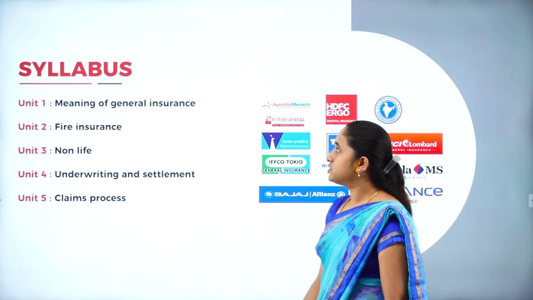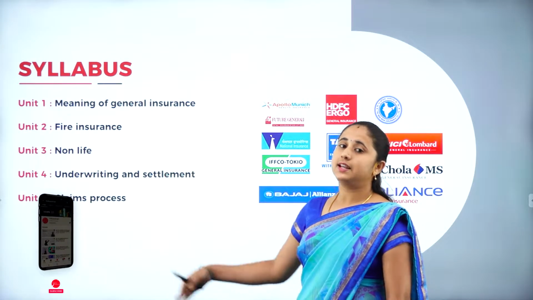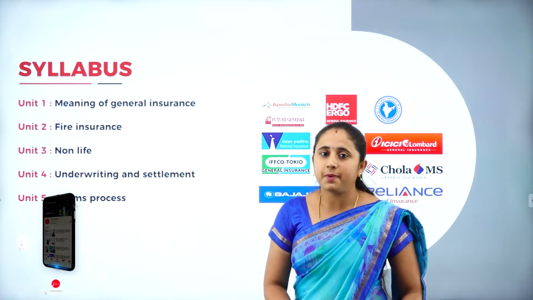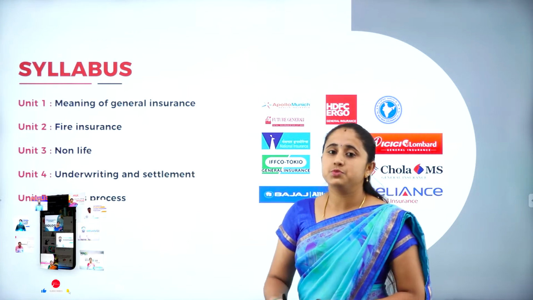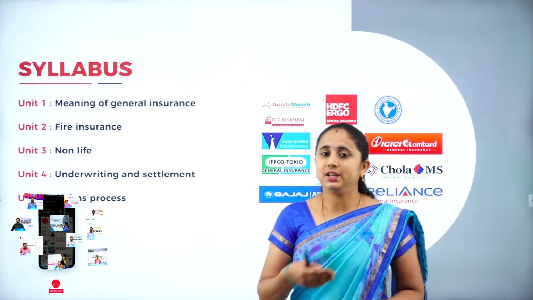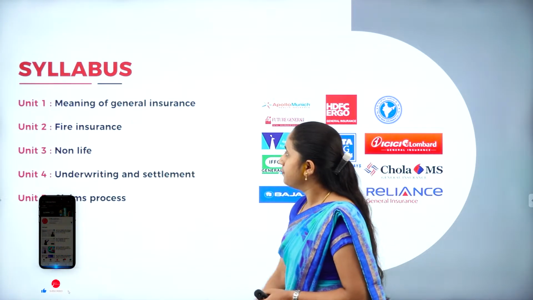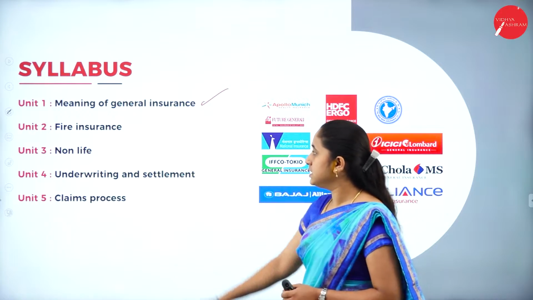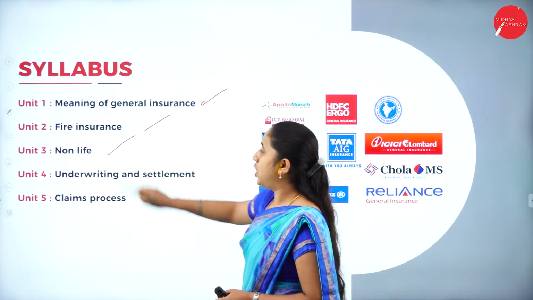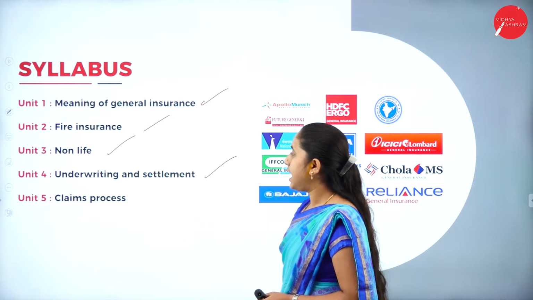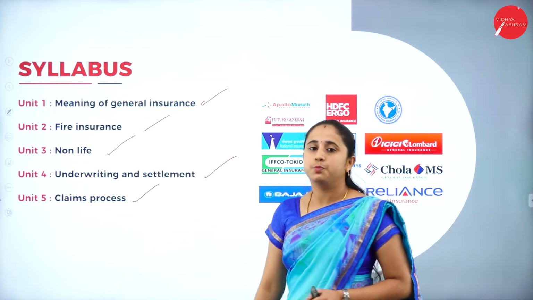Moving further, let us look into the syllabus. This syllabus is designed in such a manner as to make the subject even more understandable and applicable in nature. So let us look into the syllabus: meaning of general insurance, fire insurance, non-life insurance, underwriting and settlement, then the claims process.